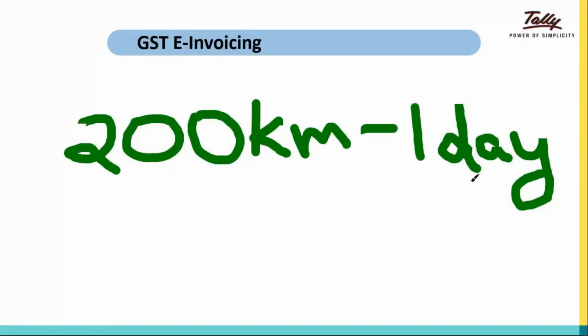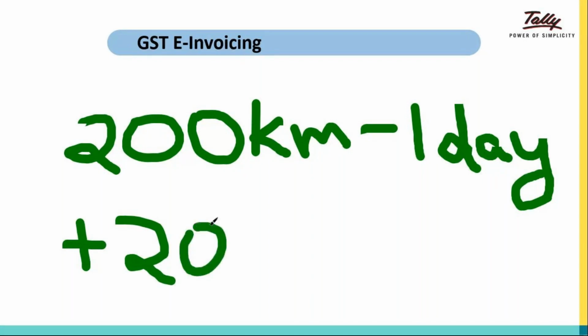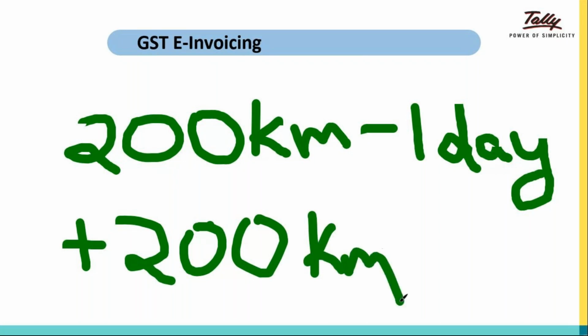What if it is more than 200 kilometers? For every additional 200 kilometers, 1 day will be added. For every additional 200 kilometers, you will be given an extra day. So it will become 2 days.